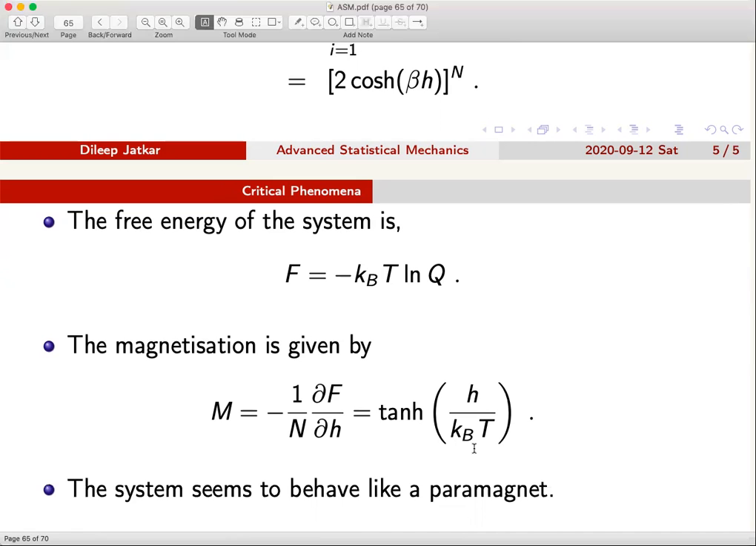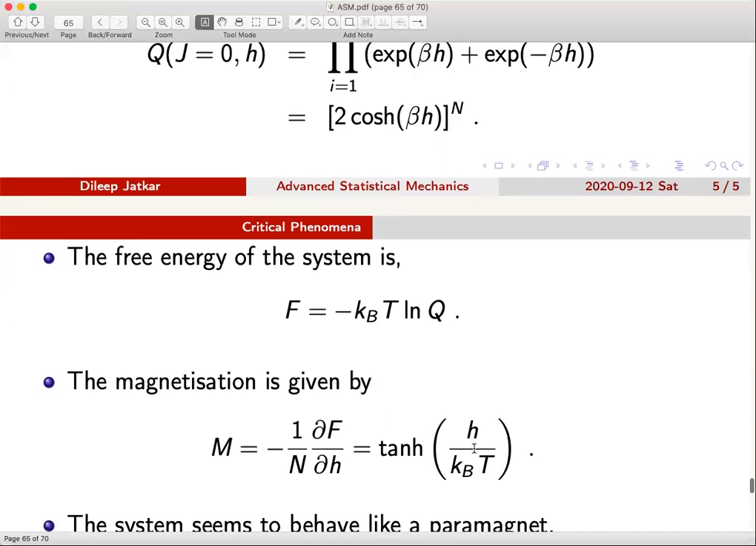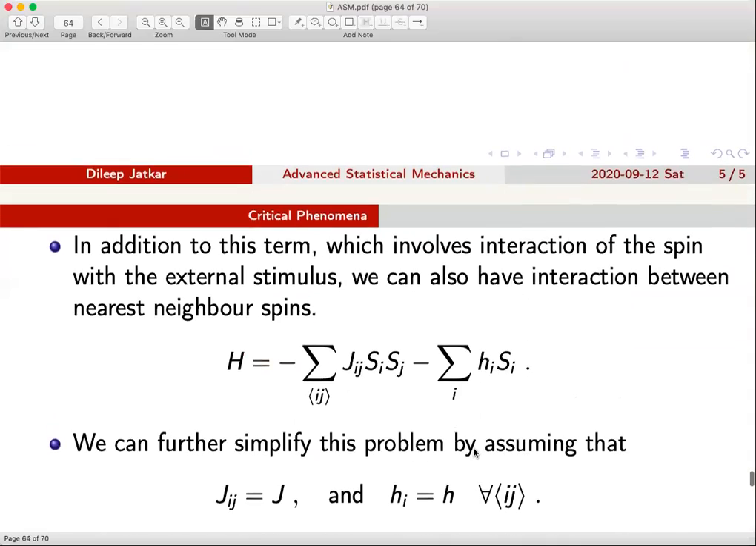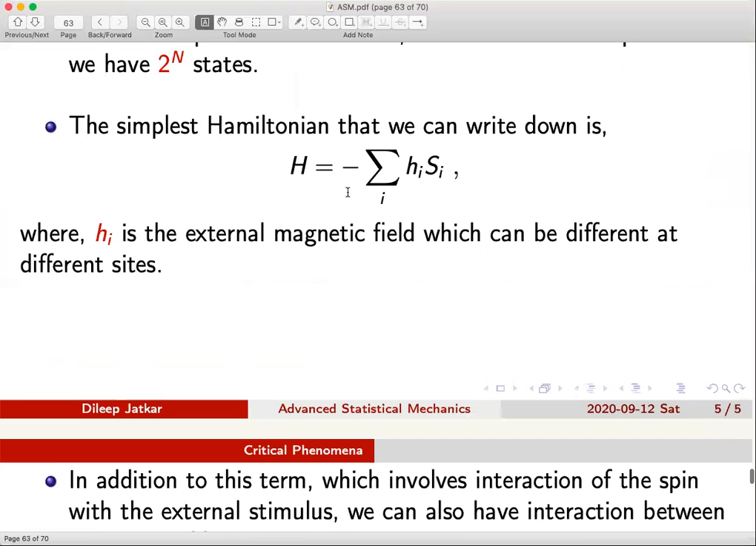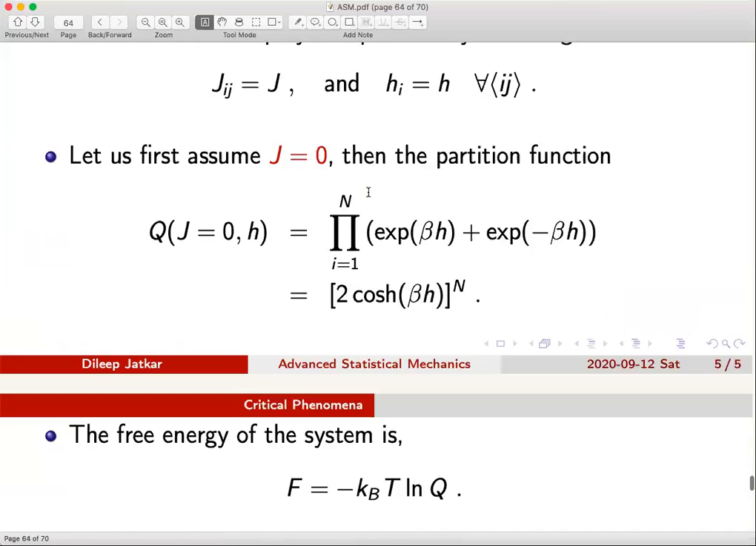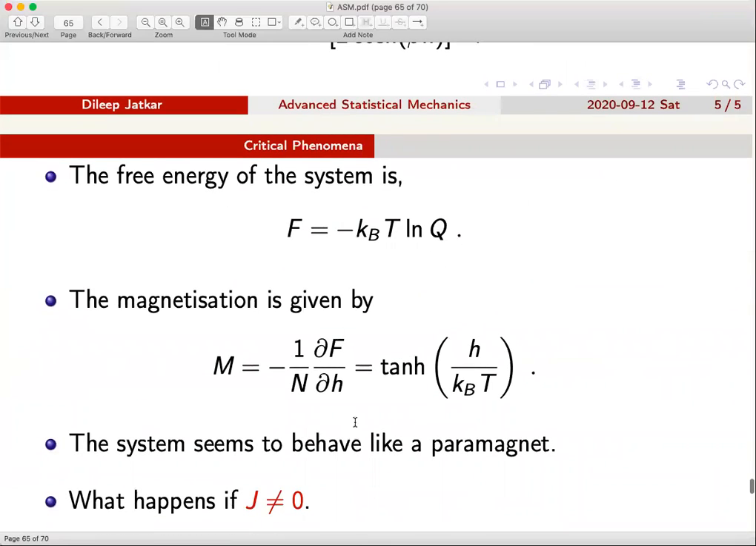So in spite of having an oversimplified or almost trivial model describing the spin system, at least this model has one feature, and that is that it produces the paramagnetic behavior of the system without much work. So we see that the system has a paramagnetic behavior.